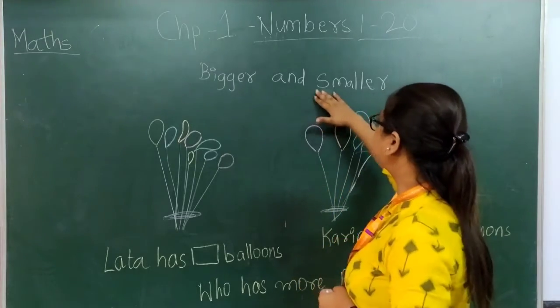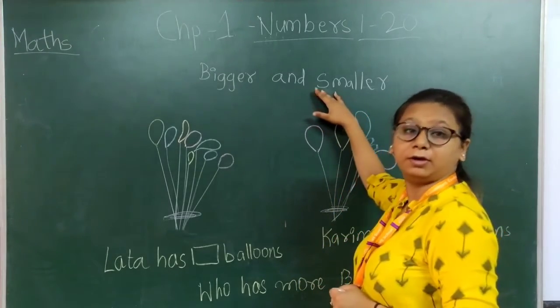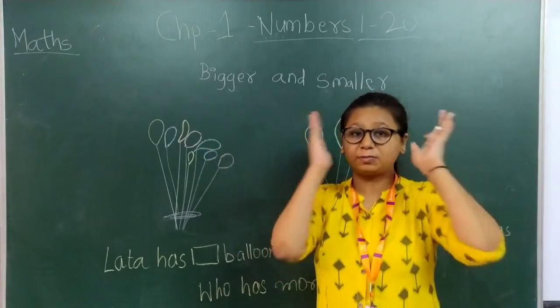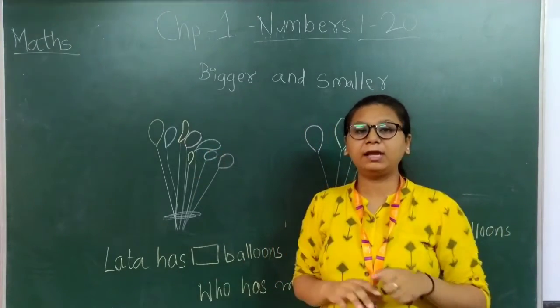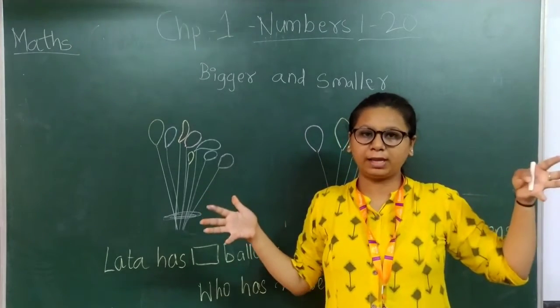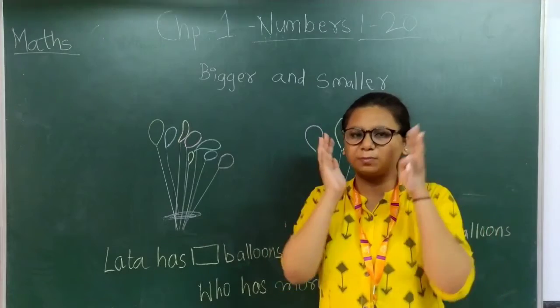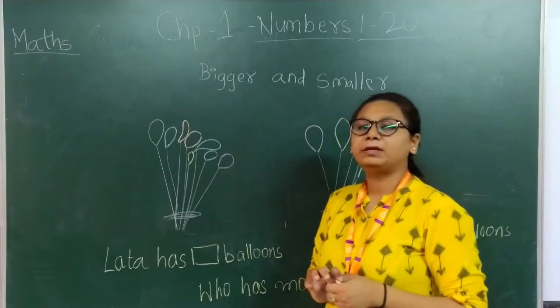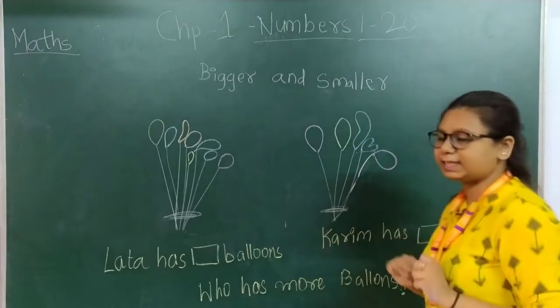That is bigger and smaller. Okay, now bigger is big one, bada, and smaller is chota. Okay, bada, that is bigger in count, more in numbers, while smaller is smaller in counts, less in number. Okay, so we will see an example.